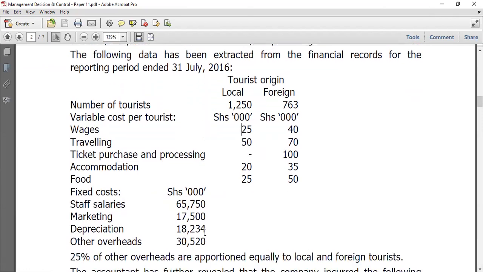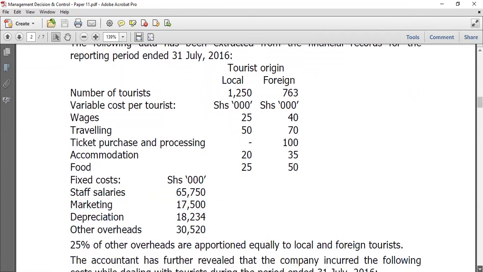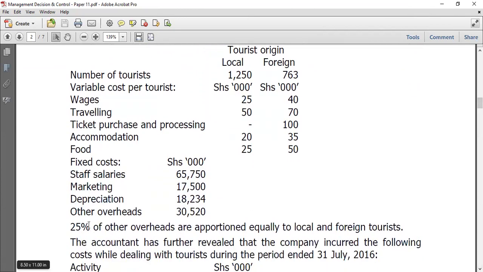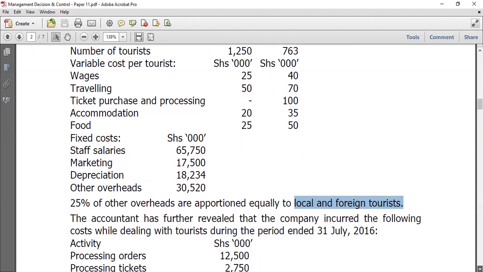So as you can see, these ones have not been allocated between local and foreign because they are fixed costs, okay? So they also go ahead to tell us that 25% of the other overheads are apportioned equally to local and foreign tourists, okay? So your question should be, what are your other overheads? So we're going to see that happen.